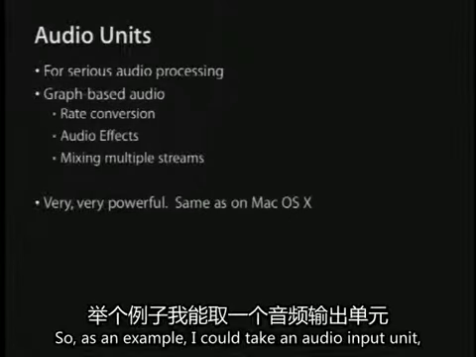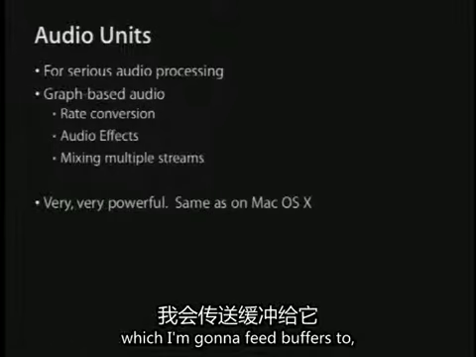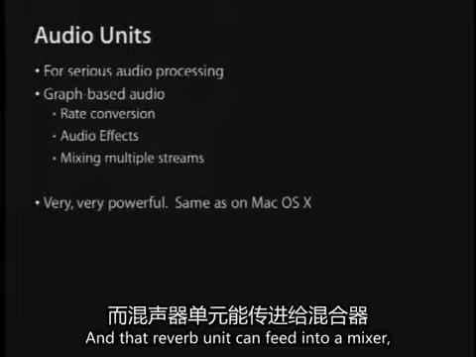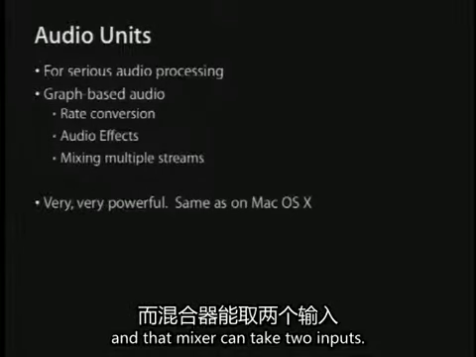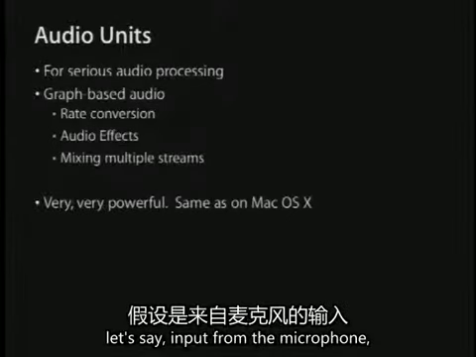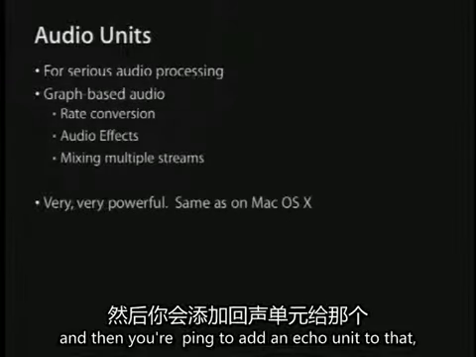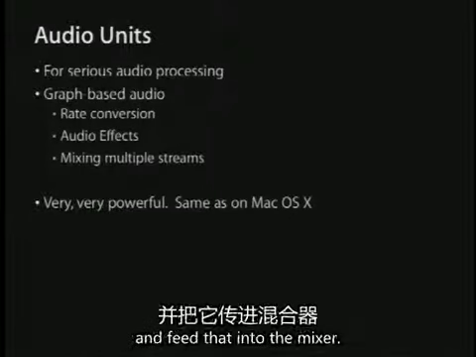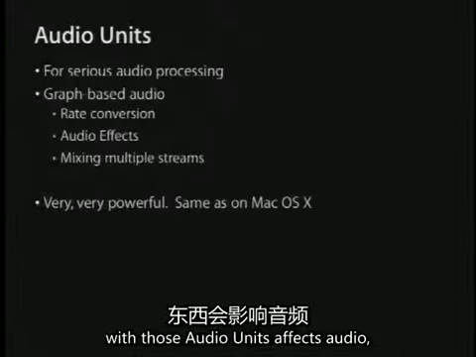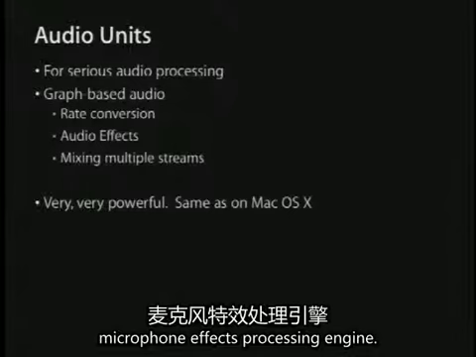So, as an example, I could take an audio input unit, which I'm going to feed buffers to, and then I can pass it to a reverb unit. And that reverb unit can feed into a mixer, and that mixer can take 2 inputs. And on the other input, it takes, let's say, input from the microphone. And then you add an echo unit to that and feed that into the mixer. So what you just built there with those audio units is a microphone effects processing engine.